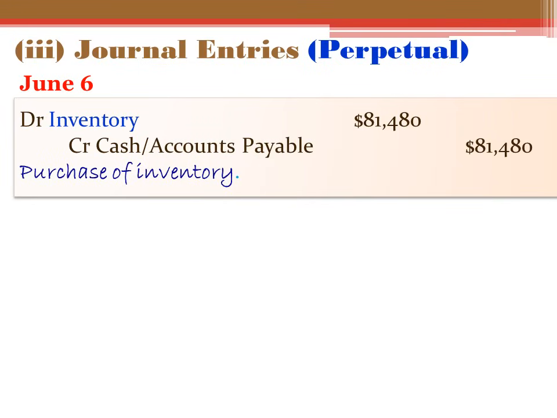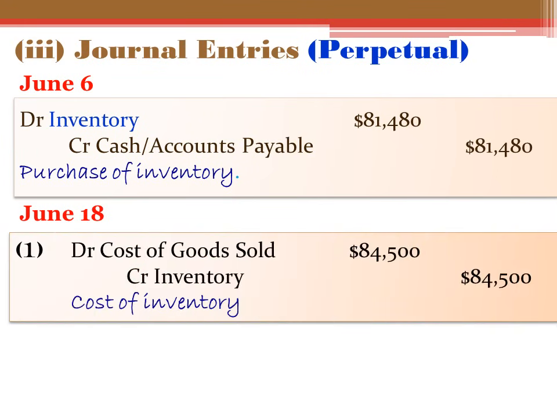All right? So we go to June 18. Under the perpetual inventory system, when there is a sale of inventory, we need to have two sets of transactions. First, we need to show that inventory has gone down. And secondly, we need to recognize that we have earned revenues. So let's look at the inventory side of things. We go to our inventory record, and at June 18, we see under the cost of sales column those 65 units with a total cost of $84,500. So part one: debit cost of goods sold $84,500, and credit inventory $84,500, which is the cost of the inventory.